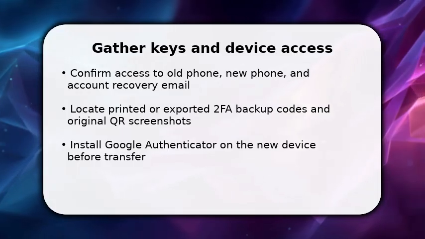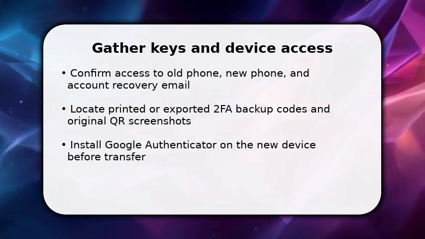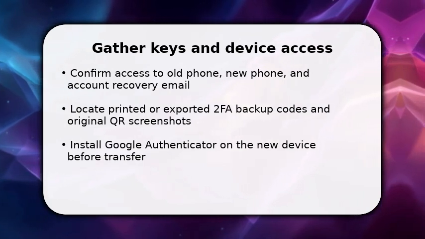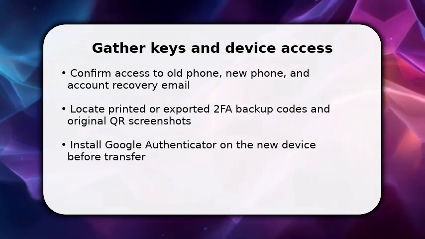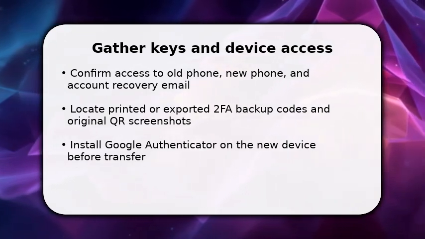You start by gathering everything: the old phone with Authenticator, any exported QR images, printed backup codes, and the new phone with Google Authenticator installed. Once done, unlock the old device and open Authenticator so you can view each account entry.